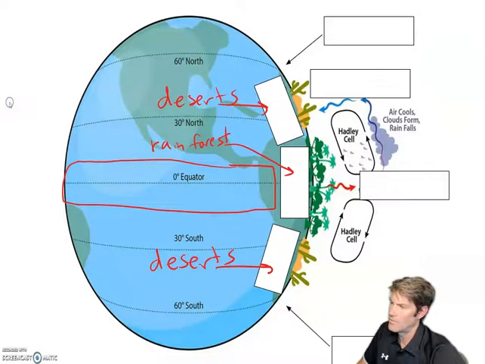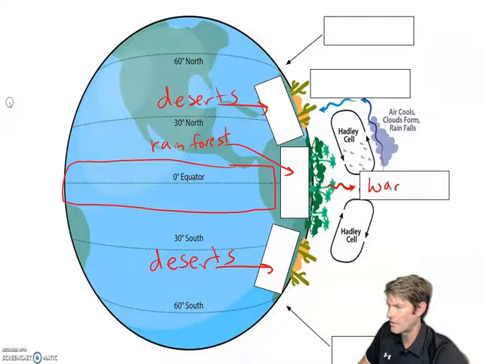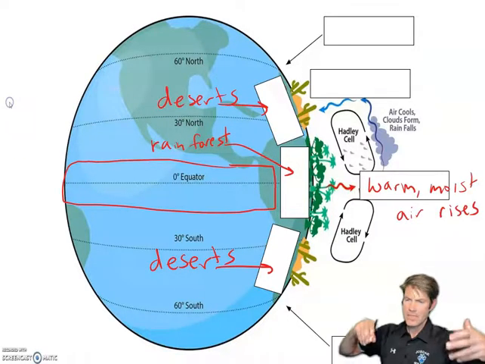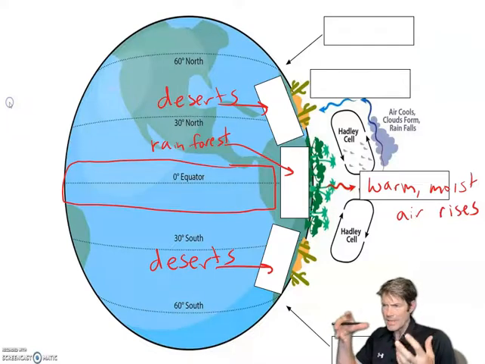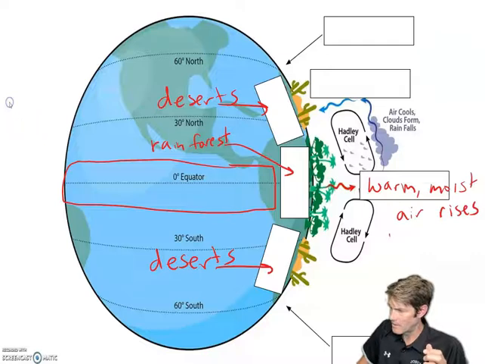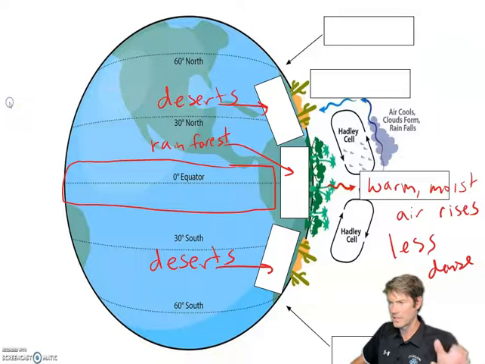And what happens is when those intense sun rays are striking the equator, this warm, moist air rises. So you're creating just a tremendous amount of moisture right at the equator, and that warm air is less dense and it rises. Just like a hot air balloon, right? A hot air balloon rises because it's hot.